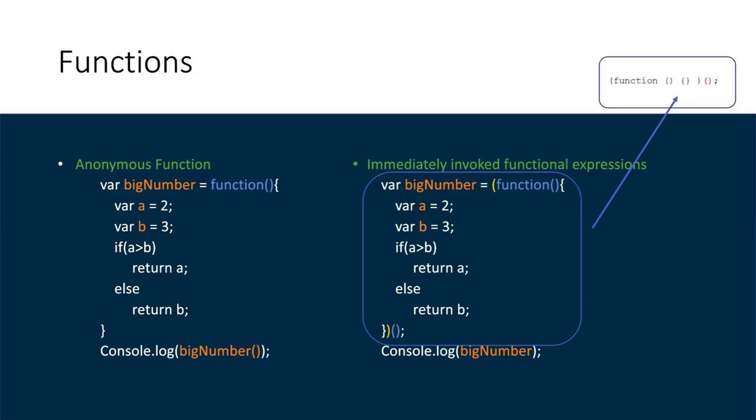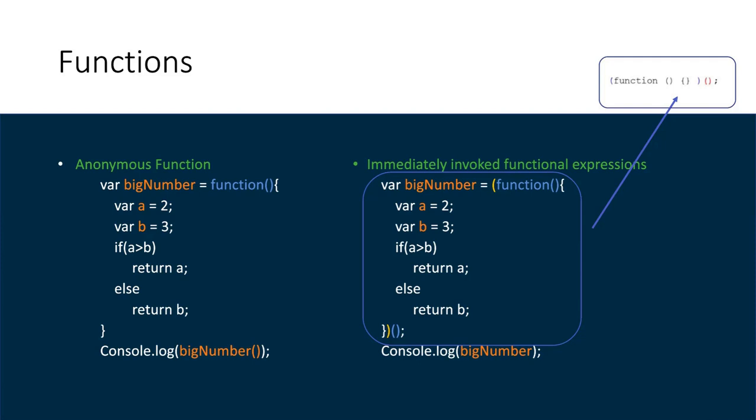There are more ways to define a function in JavaScript. The first one is the anonymous function way. Here, from the definition above, as we used var, then the name of the variable, in this case we are using big number, then we are giving a value which is actually a function. We use the function keyword along with the parentheses, then within the curly brackets we have used variable a which is 2 and variable b which is 3.